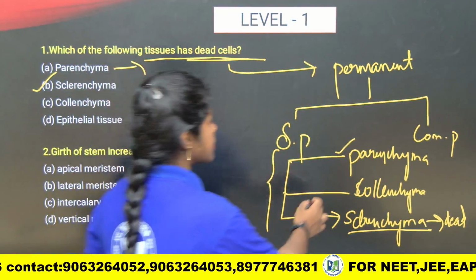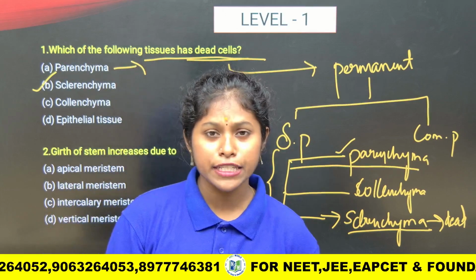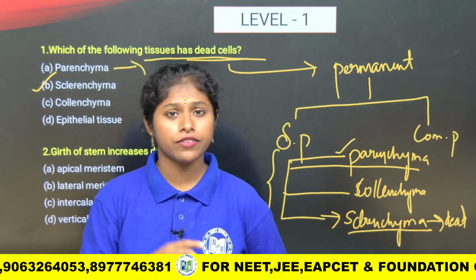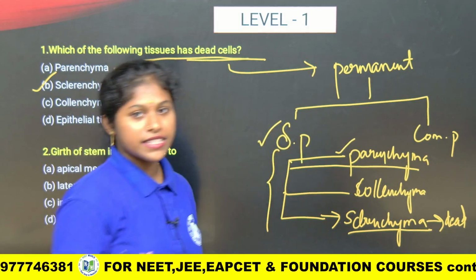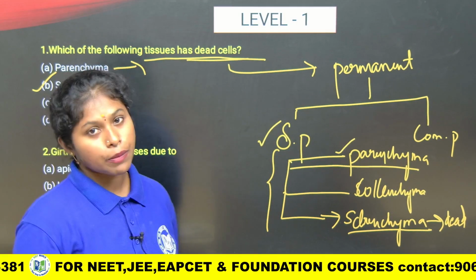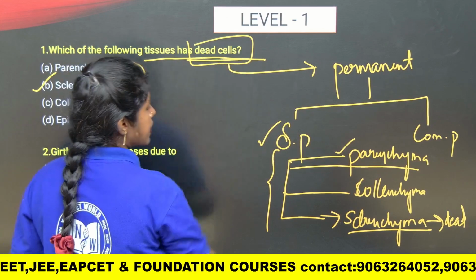Parenchyma is the living tissue, and the main function of the parenchyma is storage of food, right? And it is present in abundance in all soft parts of the plant, right? So it stores gums, resins and all that, and also starch. An example is a potato, right? But here they are asking about the dead cells. Here the dead cells are sclerenchyma.